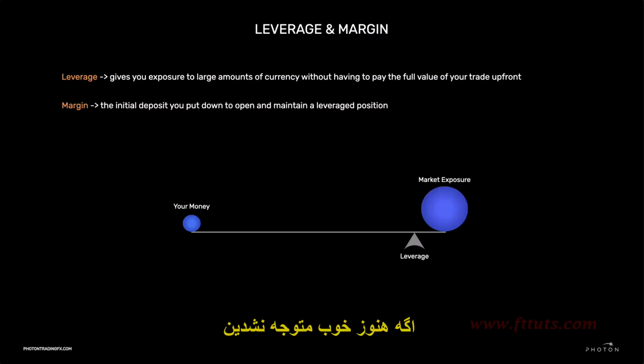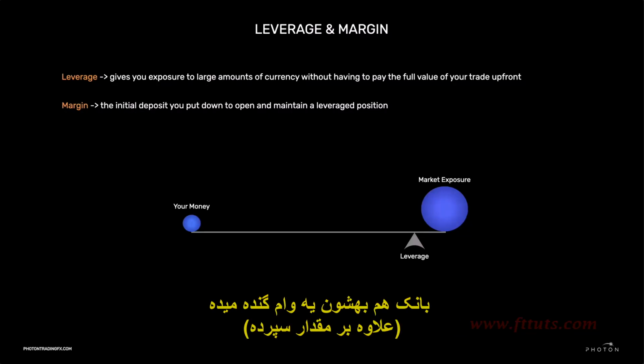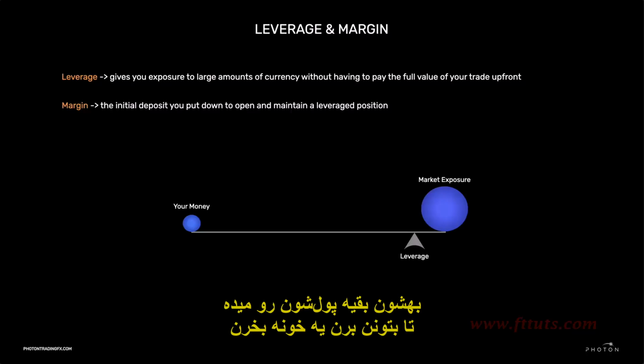So if you're struggling to get your head around it, it's basically the exact same way in which people go to the bank, put down say 10,000 or 20,000 pounds or dollars or whatever, and then the bank gives them a big mortgage on top of that. They give them the rest of the money to then be able to go and purchase property, right?